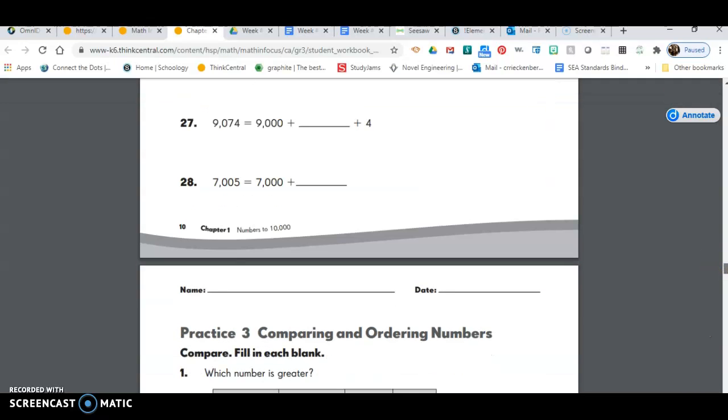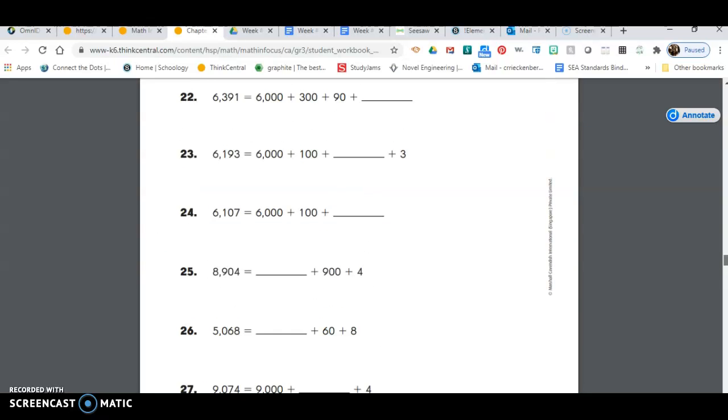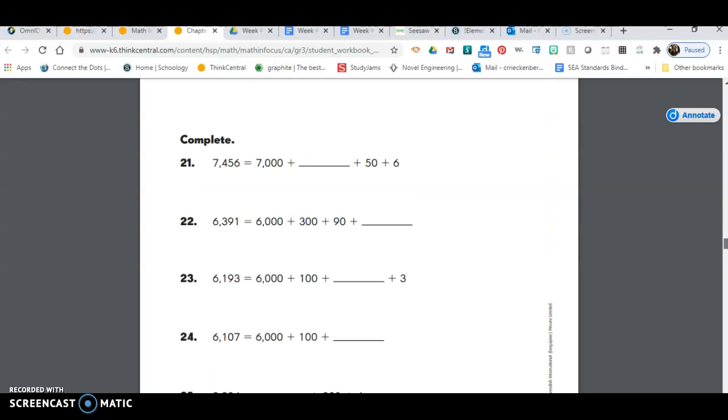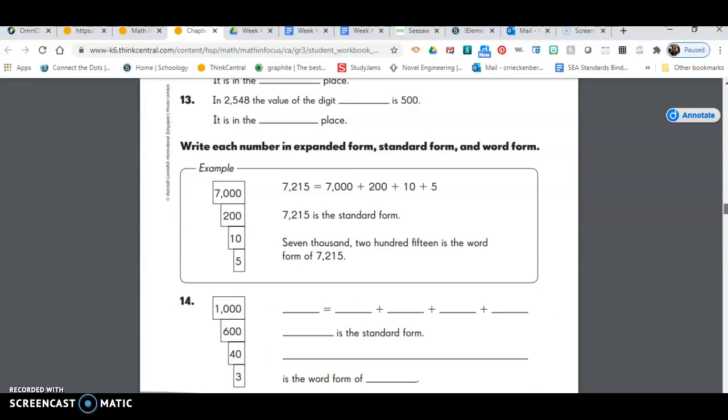Tomorrow, Tuesday, October 6th, we'll start our lesson of lesson number 3. But for today, Monday, October 5th, I just want you to finish pages 8, 9, and 10.